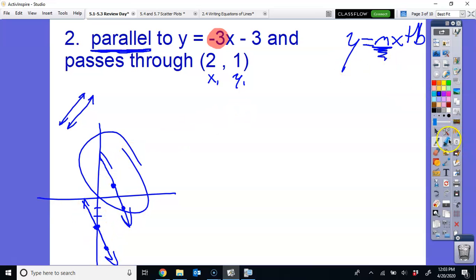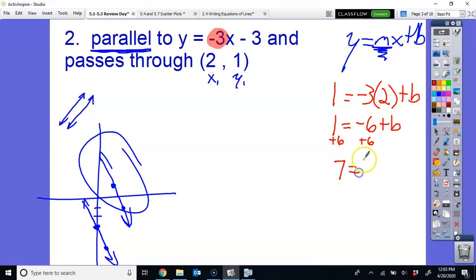So what I want to do is the same thing I did on the last problem just a minute ago. Now I know -3 is going to be my m. My x value is 2 from the point. My y value is 1 from the point. And now I can find b. What is -3 times 2? -6. What do I do to get b by itself? I add 6 to this side and add 6 to this side. 1 plus 6 is 7, so b would be 7.